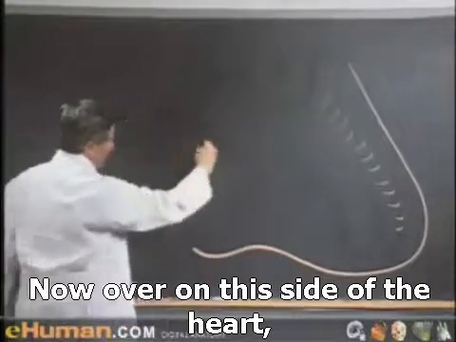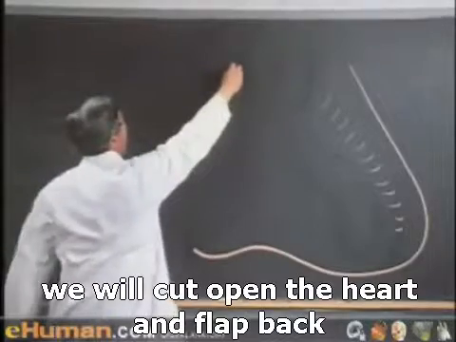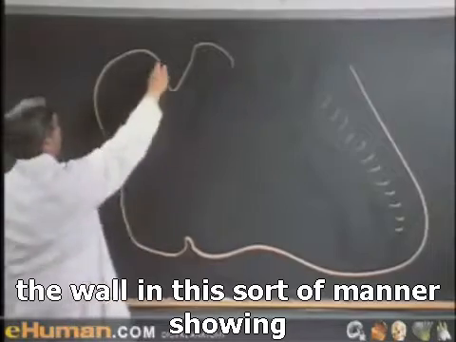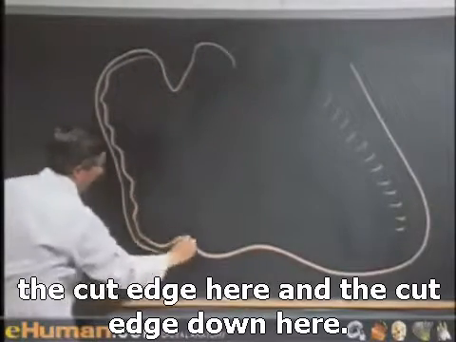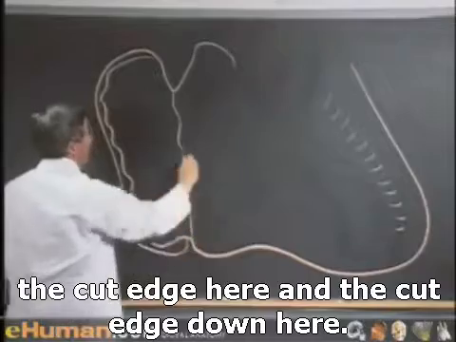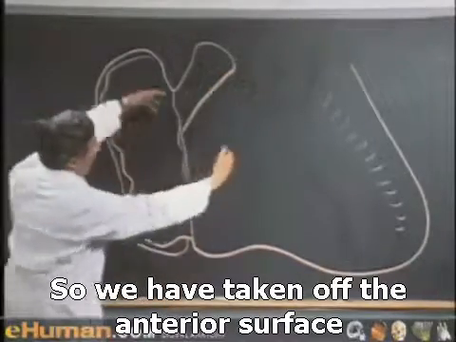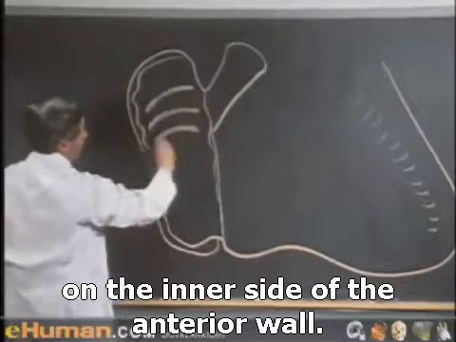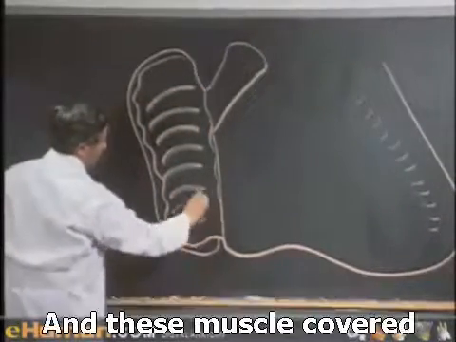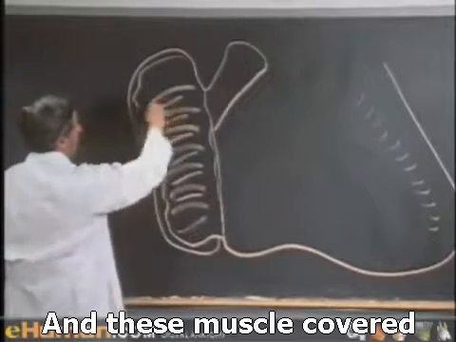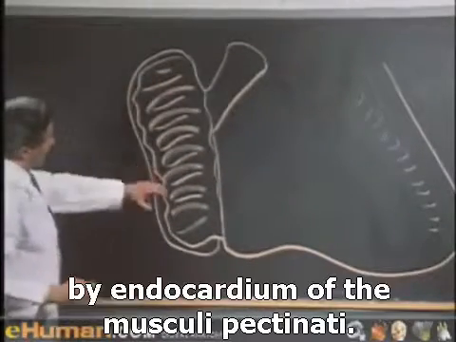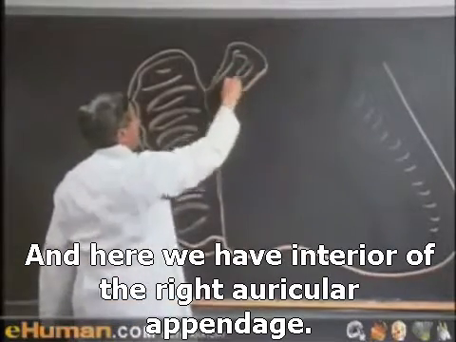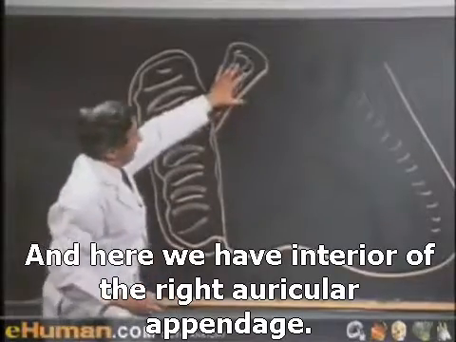Now over in this side of the heart we will cut open the heart and flap back the wall in this sort of manner, showing the cut edge here and the cut edge down here, so that we have taken off the anterior surface and turned it over, so that you're looking on the inner side of the anterior wall. And these strands, muscle covered by endocardium, are the musculi pectinati, and just as we have up here, the interior of the right auricular appendage.